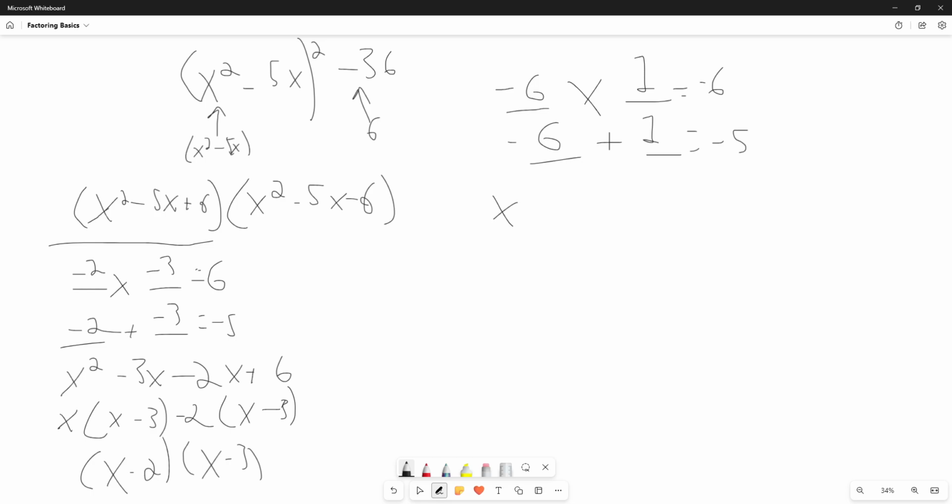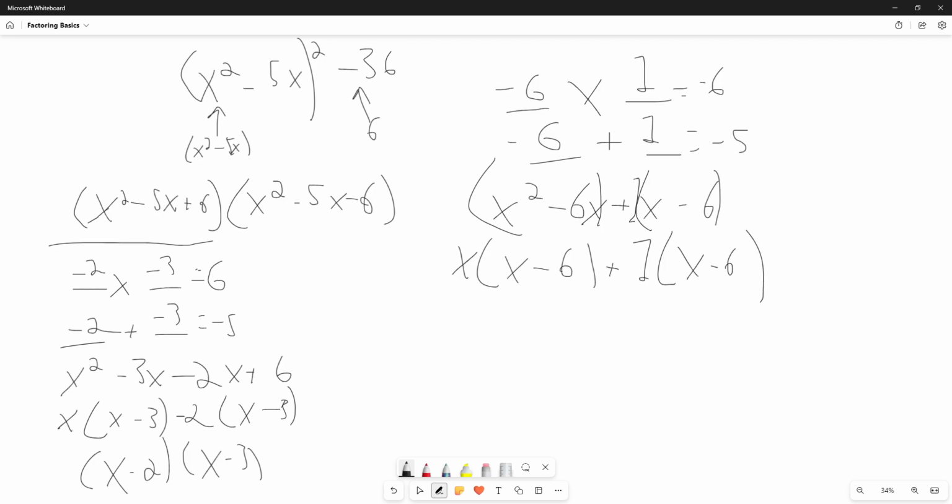So we can go x squared minus 6x plus x minus 6. Now we can bracket the terms just like we did last time. We take out x minus 6. Remember, there's an invisible 1 here, so plus 1 times x minus 6. And now we have the x plus 1 and x minus 6. That's from the second term.